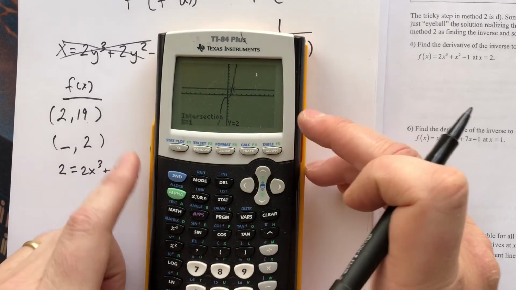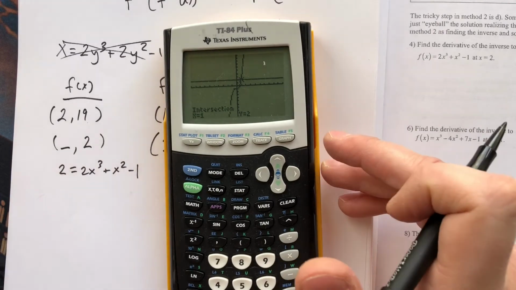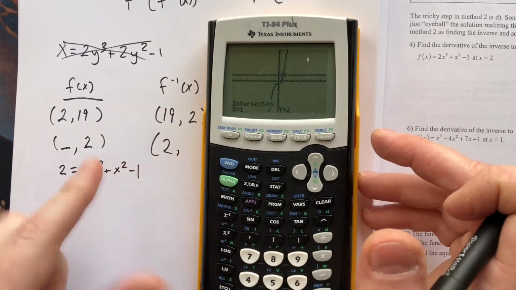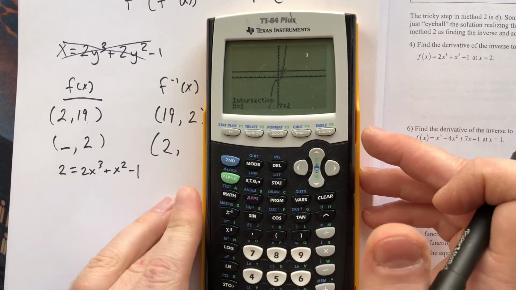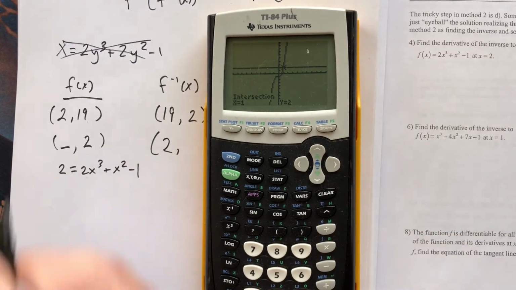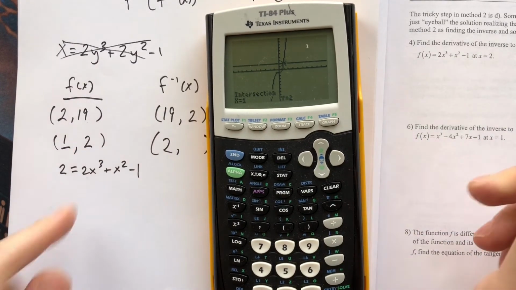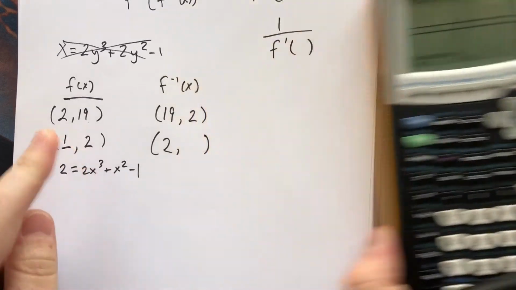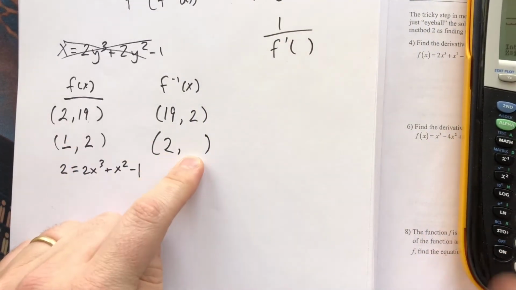So 1, 2. Maybe you saw that. I wasn't focusing too much on what the numbers were. I was more thinking about a method to answer it. So we know when x is 1, y is 2 in our original function. That means in our inverse, when x is 2, y is 1.